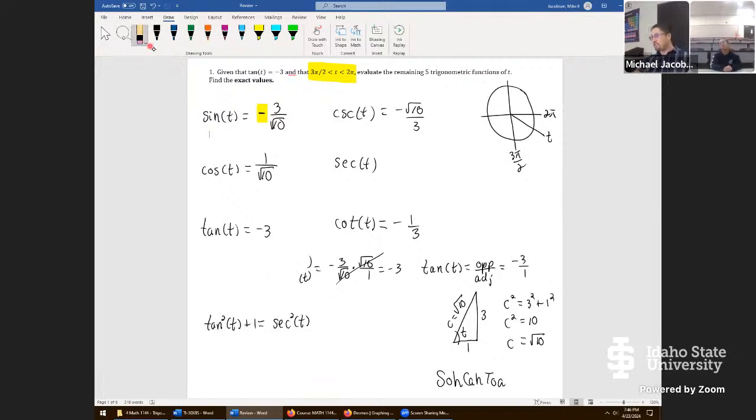So let me eliminate this scratch so it doesn't get too foggy in there. Next, cosine t is 1 over root 10. That means we know secant immediately. Just root 10. We gave cosine and secant positive values because in this quadrant, we get positive values right here that we're working on.